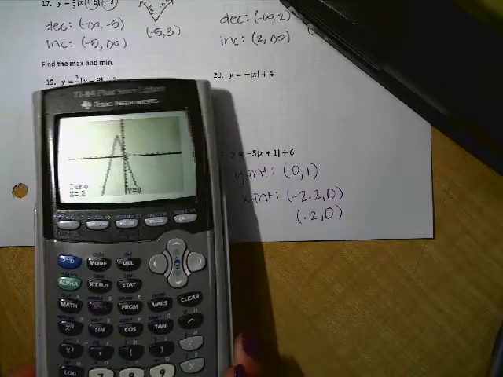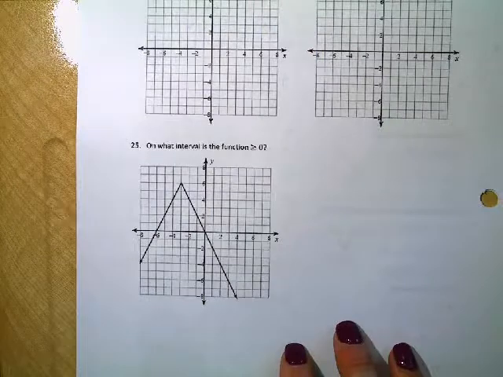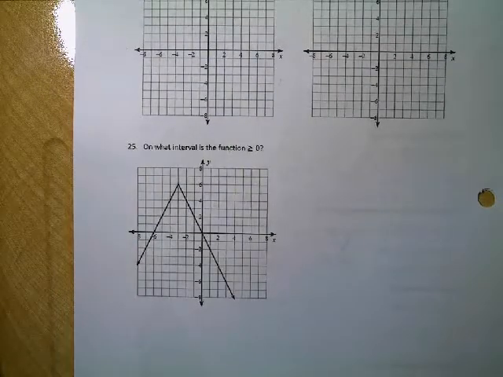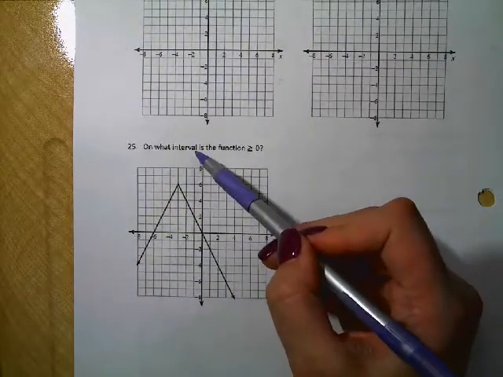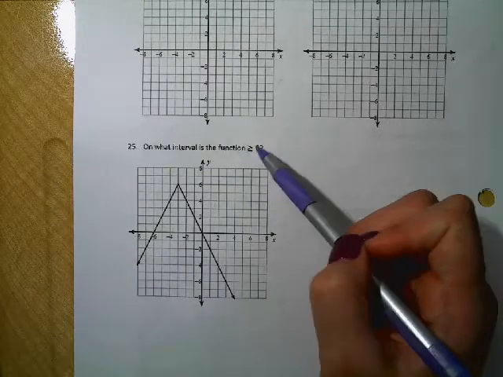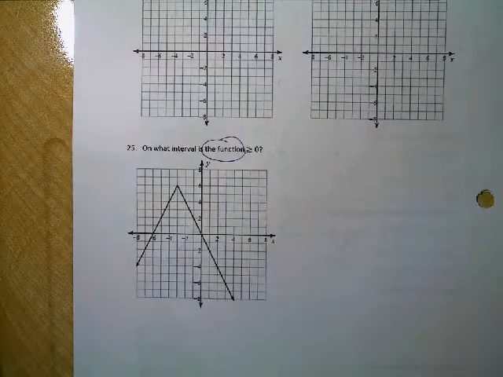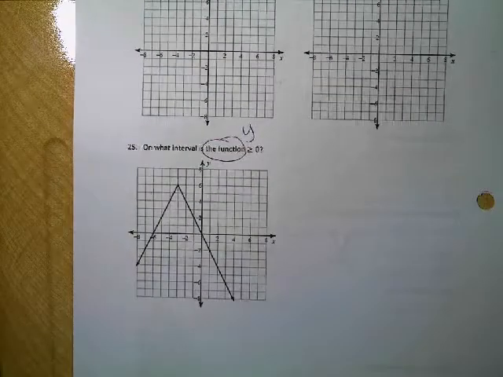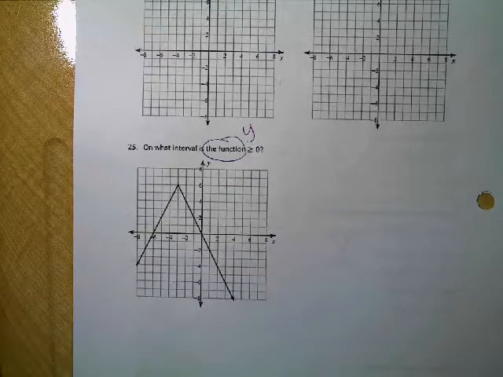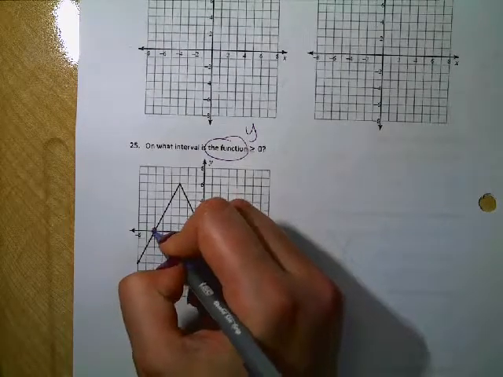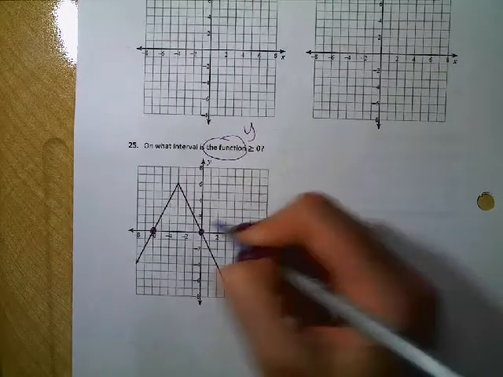Okay, go ahead and flip to the very last problem. There was one more problem we did not do in the packet, and that was number 25. It says, on what interval is the function greater than or equal to 0? When it says the function, what does it mean? The y value. Where is the y value greater than or equal to 0? So where does the y value equal 0? Yeah, at the x-intercepts, right? So that's where the y value equals 0.